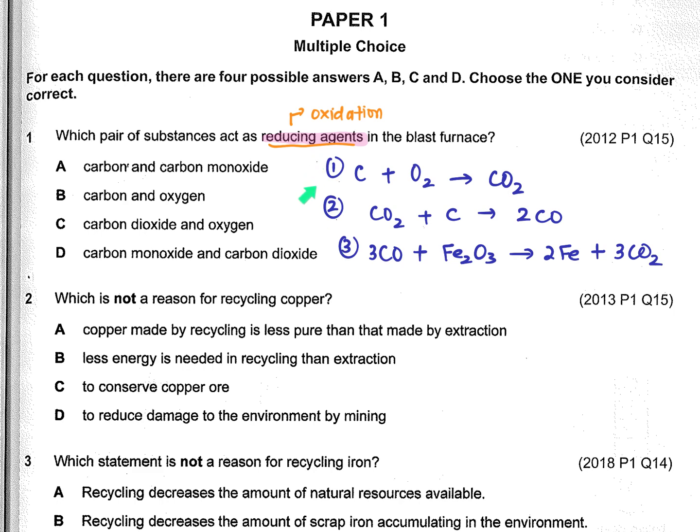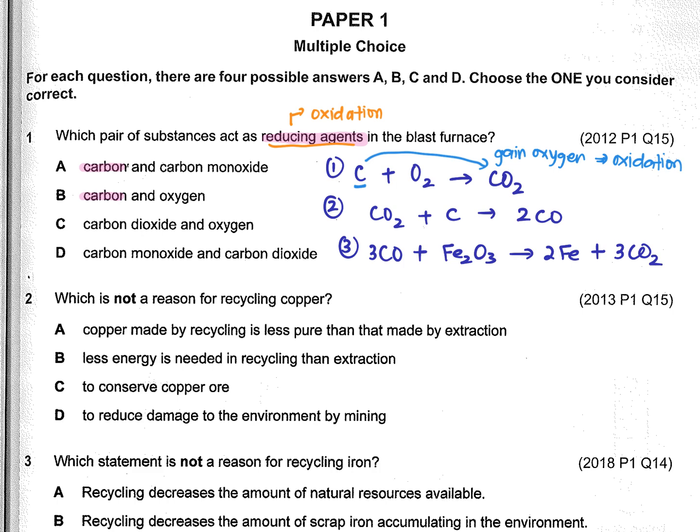Okay, so if we look at the equation individually, for the first reaction, we are looking at coke, which is carbon, reacting with oxygen to form your carbon dioxide. So you can see that in this reaction itself, your carbon has actually gained oxygen. And we classify the gain of oxygen as a form of oxidation reaction. Okay, so you must have carbon as one of the options. So if I look at the list, I have option A that contains carbon as well as option B. Okay, then let's look at the remaining.